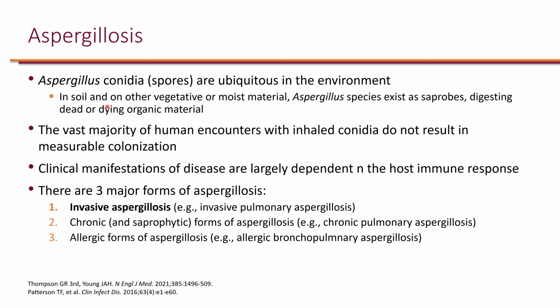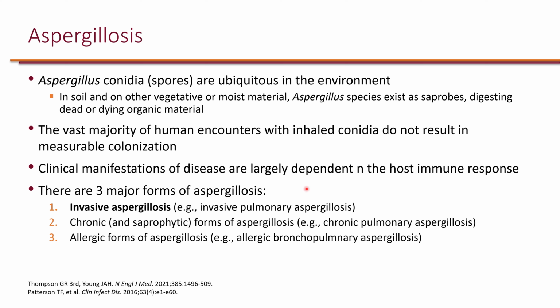Now, let's switch gears to aspergillosis. So, Aspergillus conidia or spores are ubiquitous in the environment, so they're everywhere in the soil and any moist material, especially material that is decaying, organic material. Now, the primary route of infection is through inhalation. So pretty much most aspergillosis infections are pulmonary aspergillosis, although extrapulmonary aspergillosis can occur, but it's not as common.